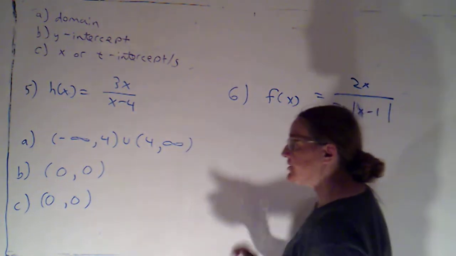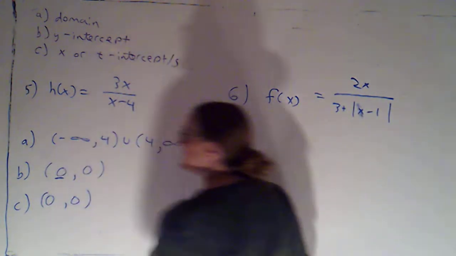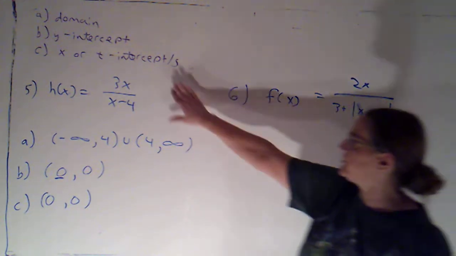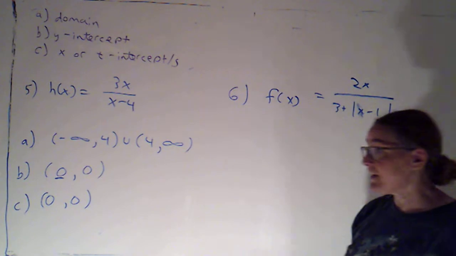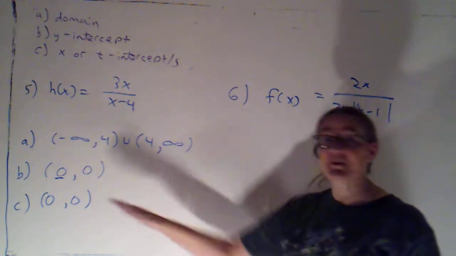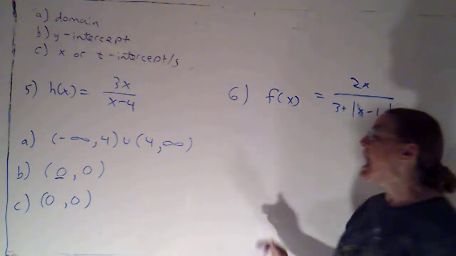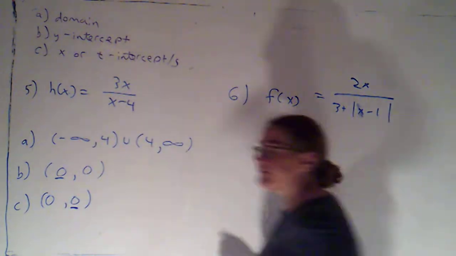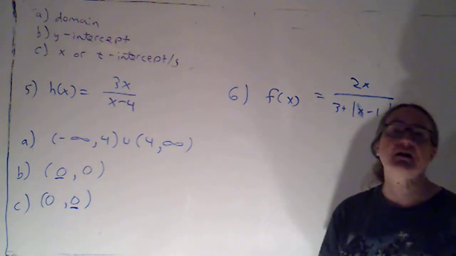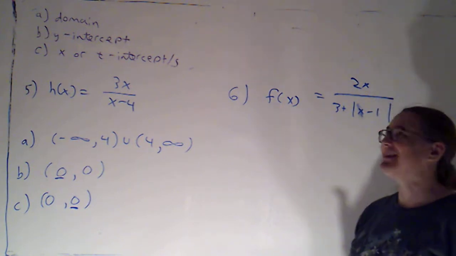For the y-intercept, that means my x value is going to be 0, and when I plug in 0 for x, I get out 0 for y. Now, that right there tells me that the origin is also an x-intercept. By definition, an x-intercept is going to be a point where the y value is 0.